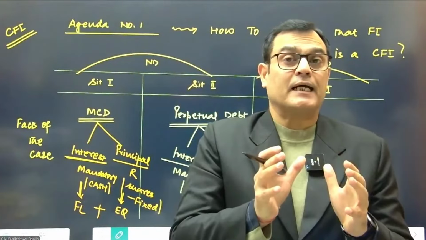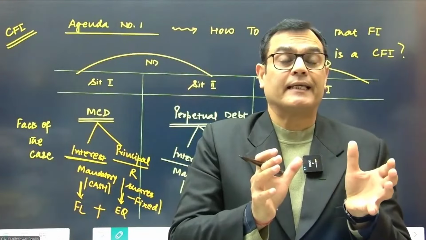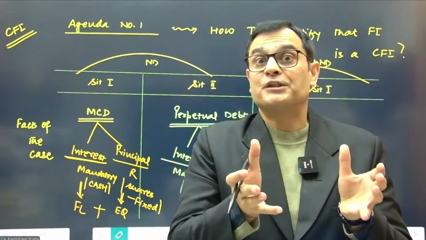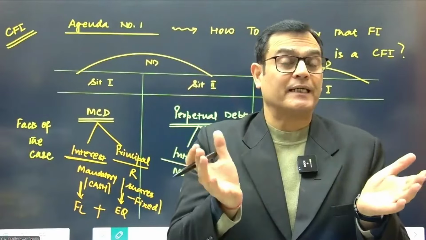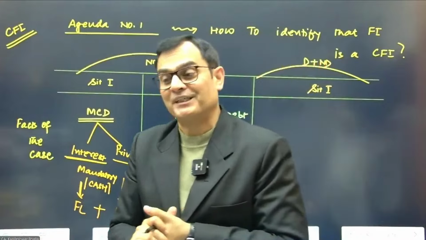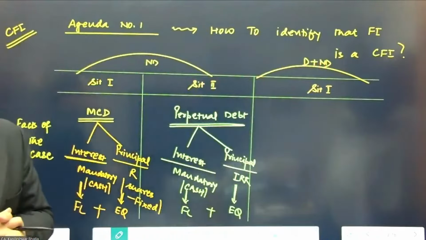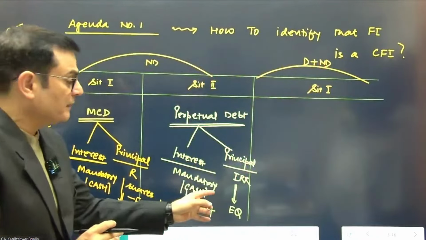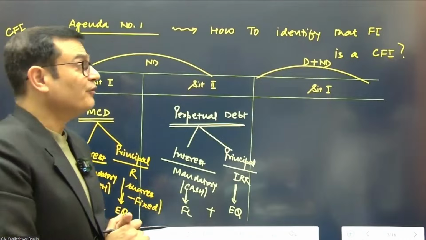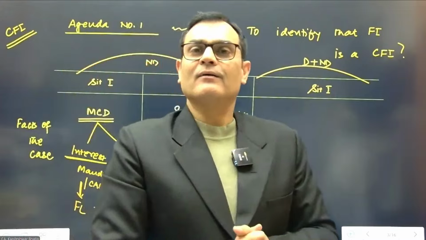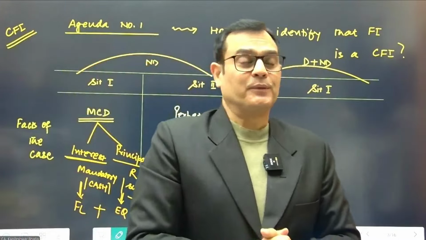In the first case, I am making the interest in cash and the principal in fixed shares. In the second case, I'm making the interest in cash and the principal is not being paid. So giving a fixed number of shares or not giving a payment makes it equity and therefore the instrument is CFI. Wonderful. And now let's come to another agenda as well.